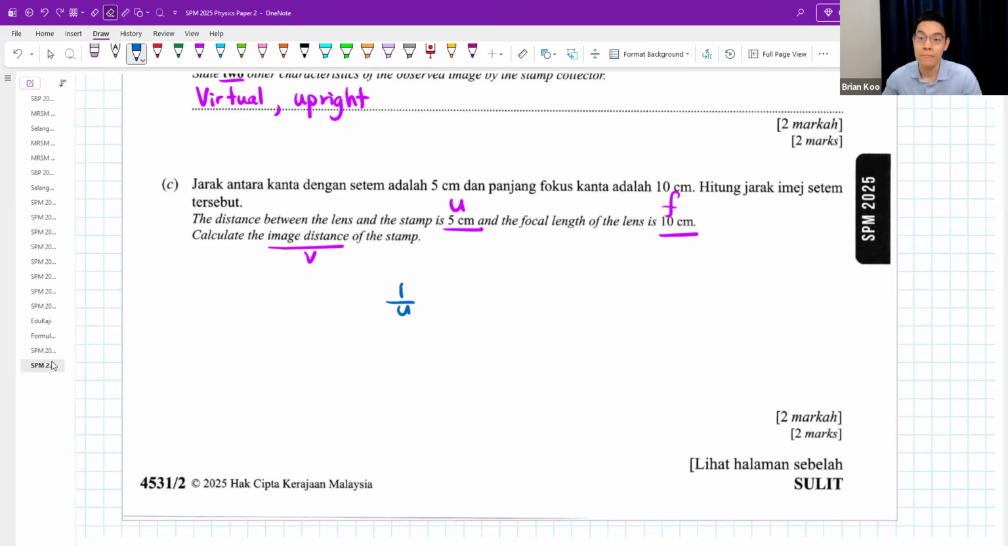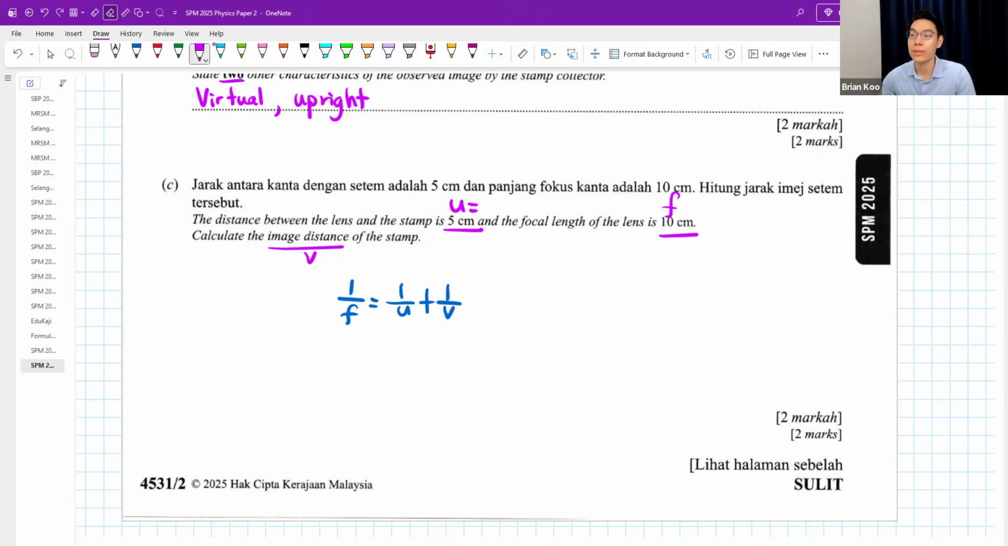It's 1 over F first. Sometimes I'll write 1 over U plus 1 over V equals 1 over F. Or if you want to follow exactly, you can write 1 over F. It doesn't matter which side is first. Okay, let's say I just follow exactly. Now, the calculation is simple. Just that I want to remind you, for the thin lens formula, you have to be careful. Some of the things can be negative.